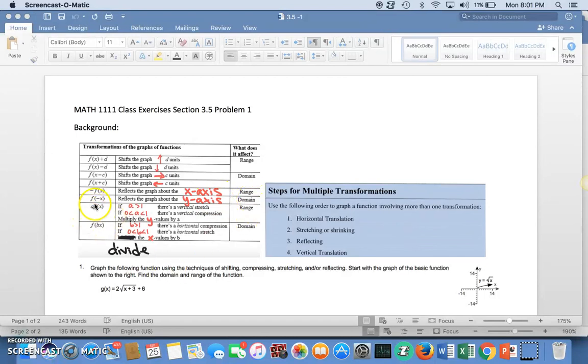If you have a number in front of the function, that is a vertical stretch or compression. If it's greater than 1, we say it's a stretch. If it's between 0 and 1, we say it is a compression, and you would multiply the y values by a.